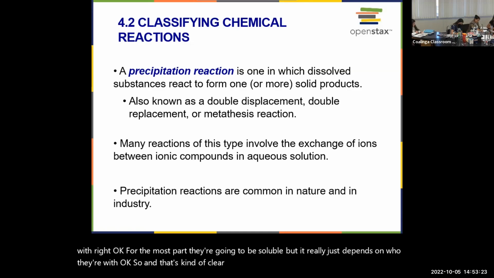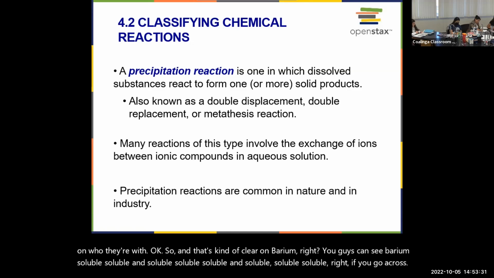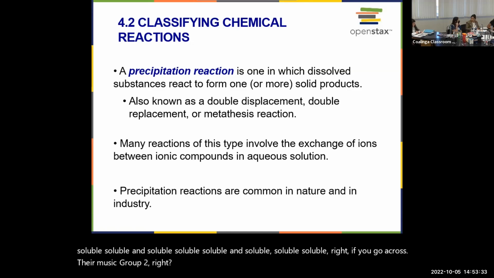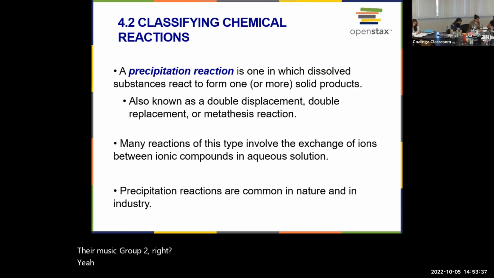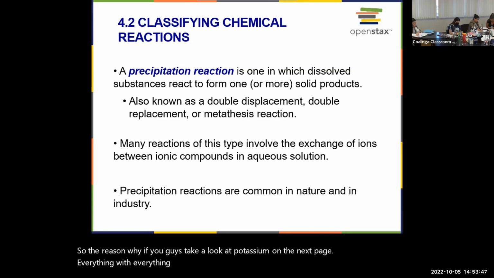You guys can see barium: soluble, soluble, insoluble, soluble, soluble, insoluble, soluble, soluble, right? If you go across, look at barium, barium is in group 2, right? So the reason why, if you guys take a look at potassium on the next page, it's soluble with everything, right? Because it's a group 1 metal. So does that make sense?